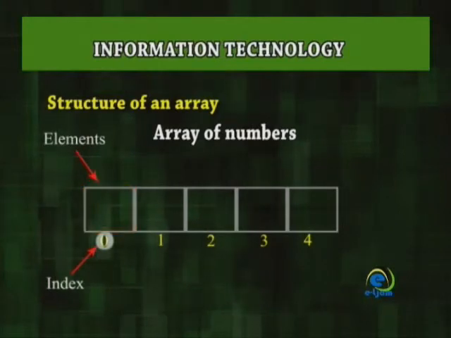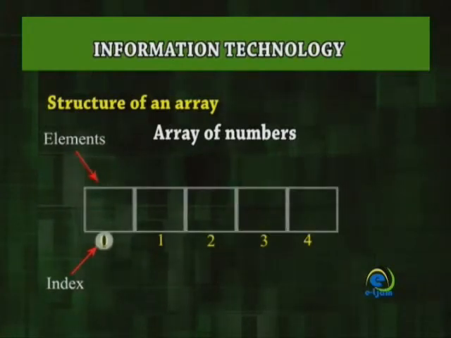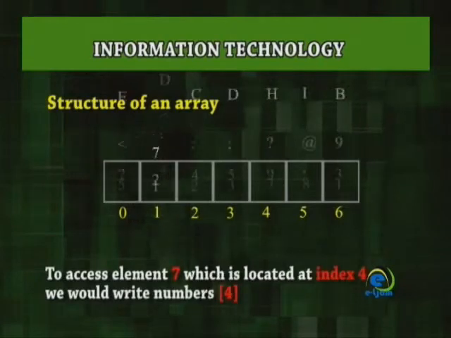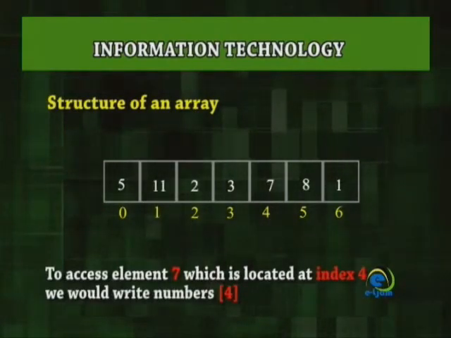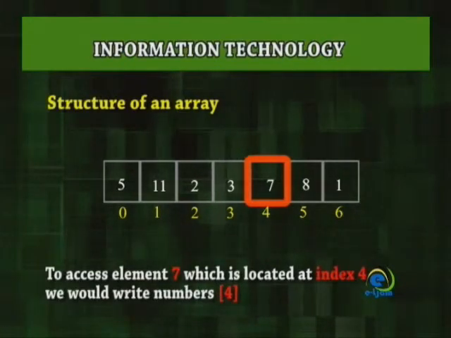To access any element in the array, we must use the array name and the index where it is located. Therefore, to access element 7, which is located at index 4, we would write numbers, square bracket 4, which means at index 4.